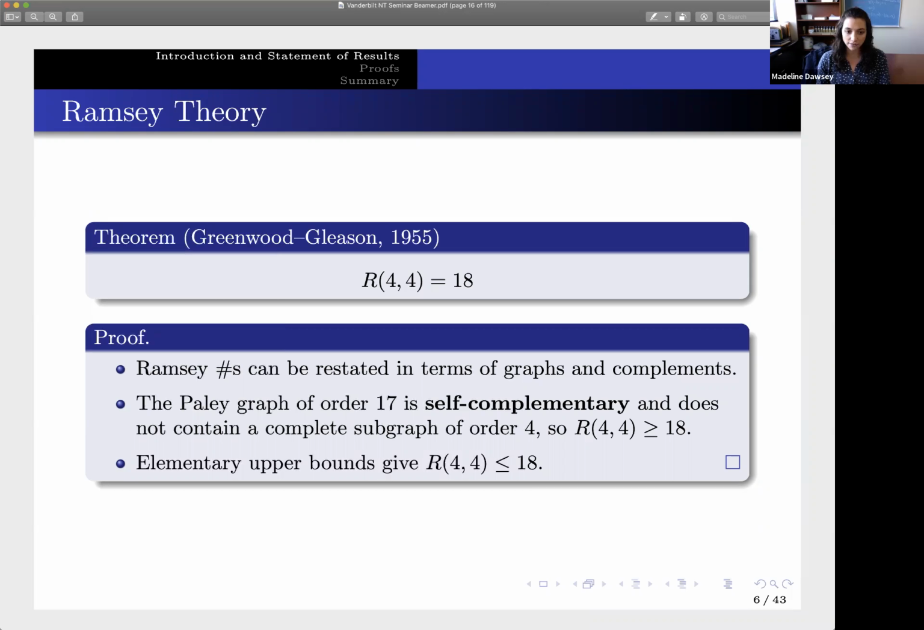Okay, so these Paley graphs are pretty natural to look at when you're trying to study Ramsey numbers in two colors because they're self-complementary. So you only have to look at the graph and see whether it has a complete subgraph of some order, and then automatically you know whether its complement does as well.